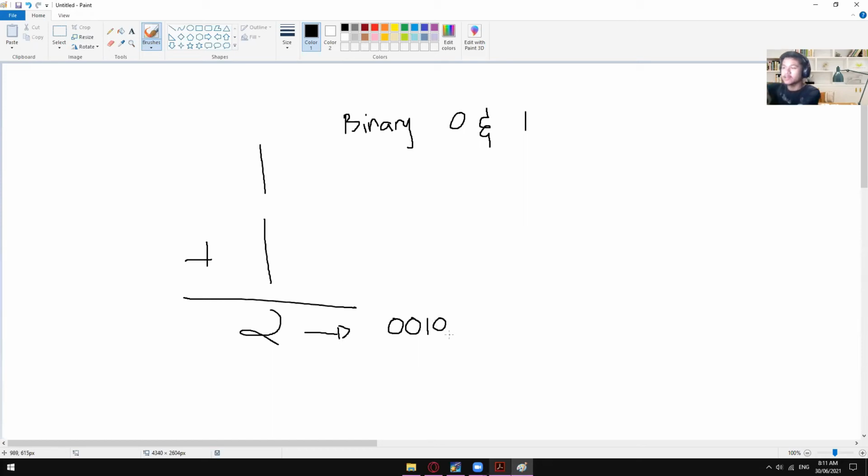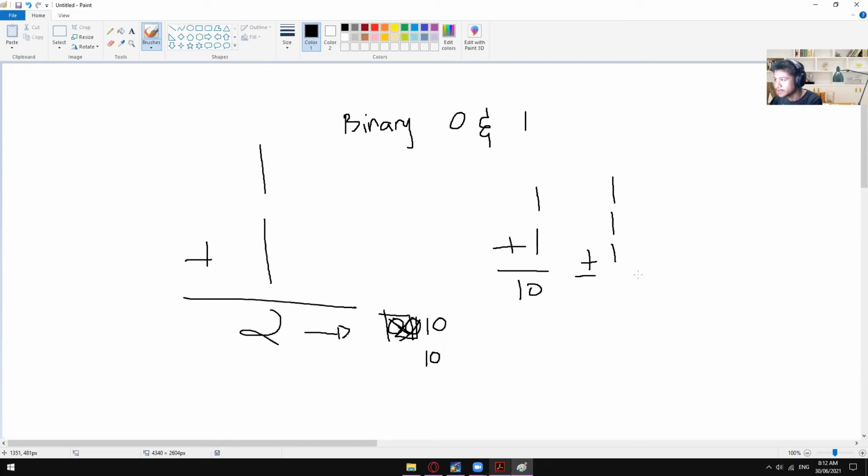As you can see right here, you can remove the leading 0s, and the remaining answer will be 10. That's why 1 plus 1 in binary is 10, or 1, 0, because you have to activate the 2 in here. The same concept applies to 1 plus 1 plus 1.